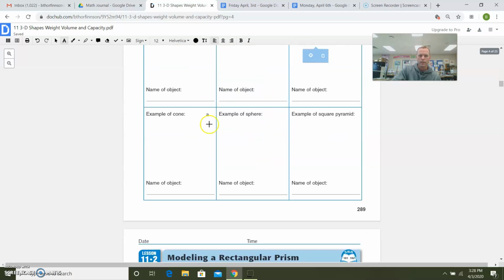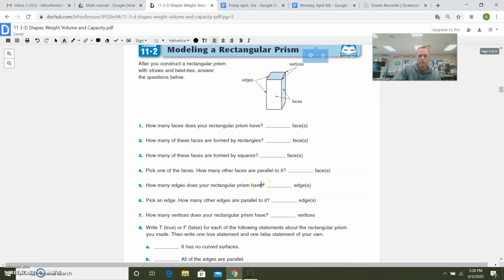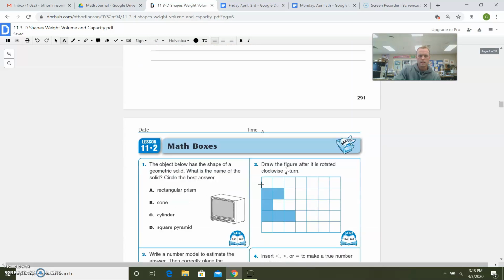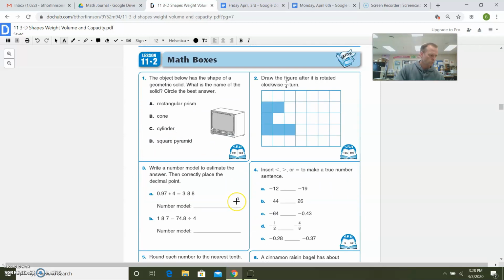Hopefully you did some drawing on these. These are not super simple, but I hope you took your time and did your best. Okay, 292. We're going to go through this one in a hurry. So the object below has a shape of a geometric solid. What shape is that? Okay, let me just turn to it here. That would be a rectangular prism for the first one. So rectangular prism.